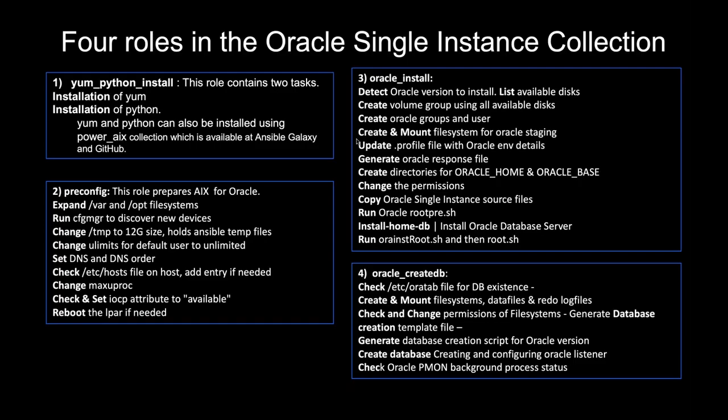Four steps, the Yum Python install. Looking forward to upcoming versions of AIX like 7.3, Yum will actually be part of the operating system, so that is one of the benefits of moving on to AIX 7.3. Having Yum allows us to pull in all the components for the Ansible in an automated way.